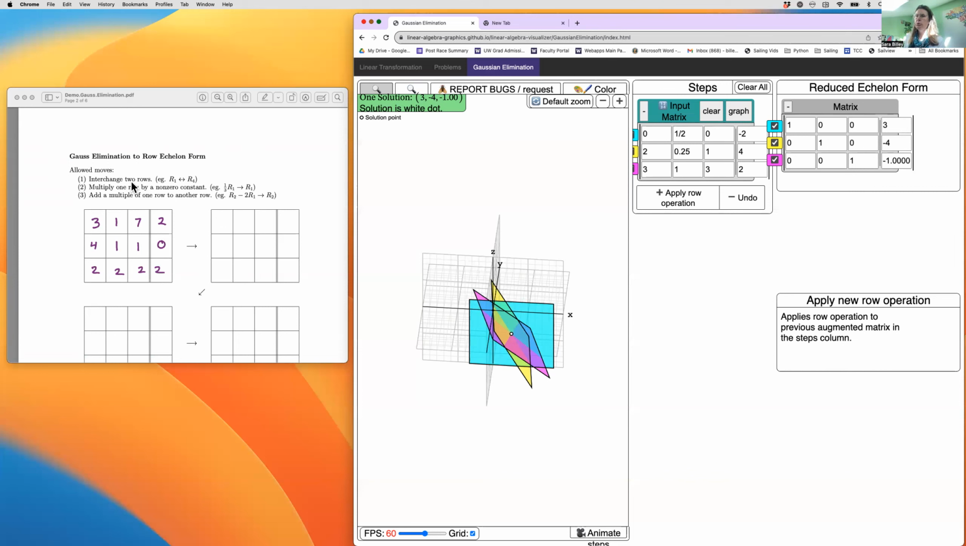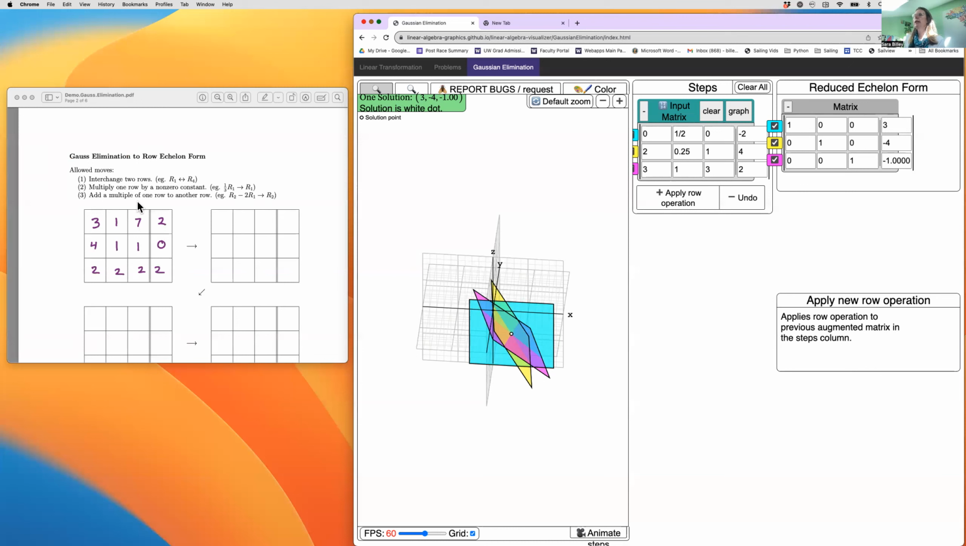We can interchange 2 rows. That's usually denoted something like R1 interchanging with R4, if we're switching 1 and 4. We could multiply 1 row by a non-zero constant. That would be denoted by constant times R1 goes to R1. We're going to replace R1 with this mutated form where we multiply every entry in that row by the same constant.